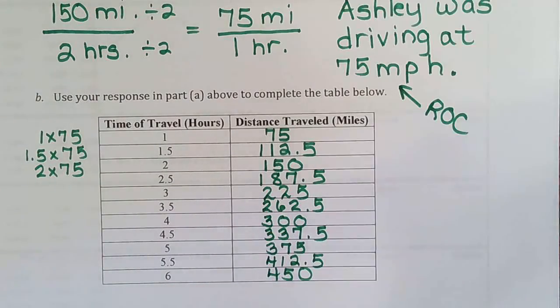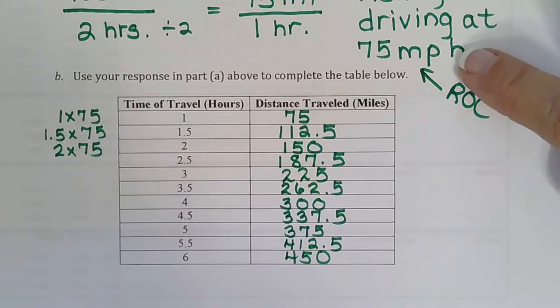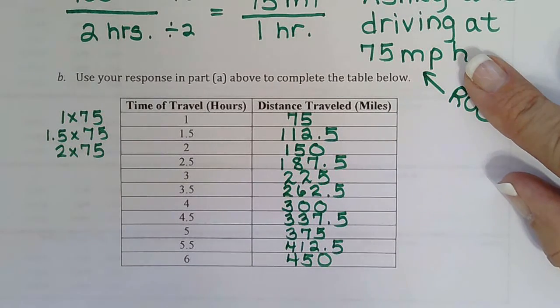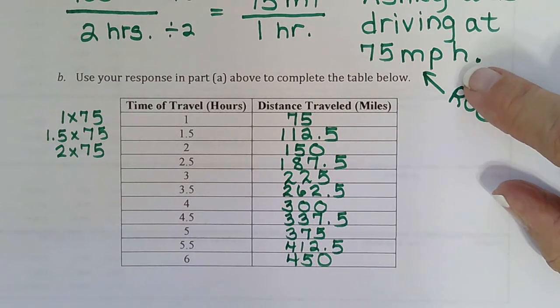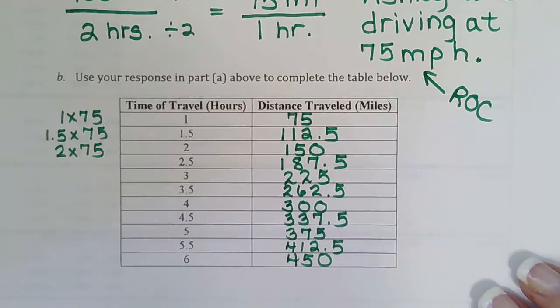So what they're trying to get you to understand is by finding the rate of change, that means a change in 1 hour or in 1 pound of candy, that will allow you to draw a graph and complete a table.